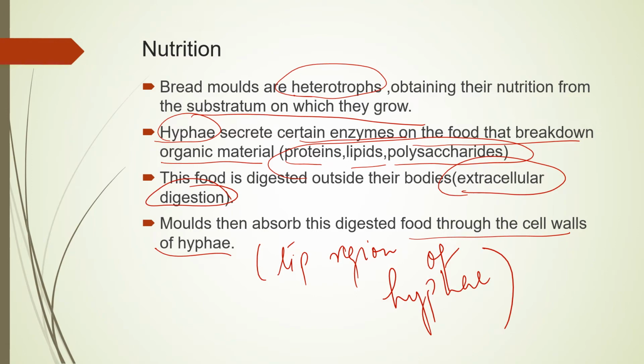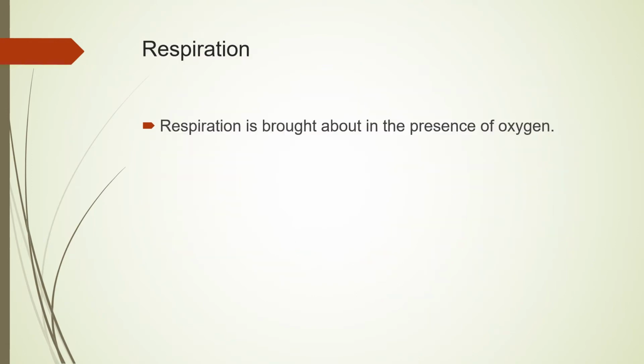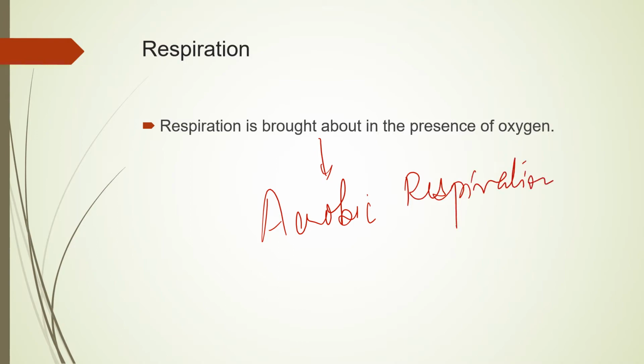Now we will move on to respiration. Respiration in these molds is brought about by the presence of oxygen only. So this form of respiration is aerobic respiration. What is aerobic respiration? The respiration which is done in presence of oxygen. So in presence of oxygen, the respiration is always aerobic. So what is the reproduction type?